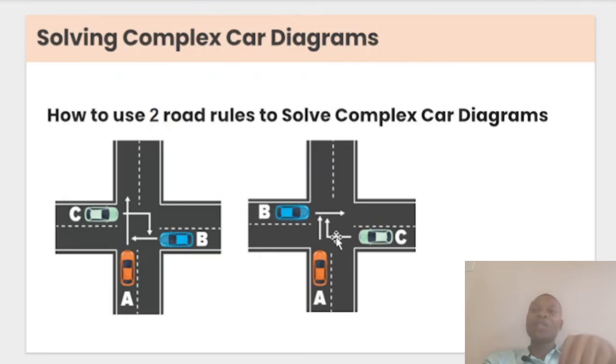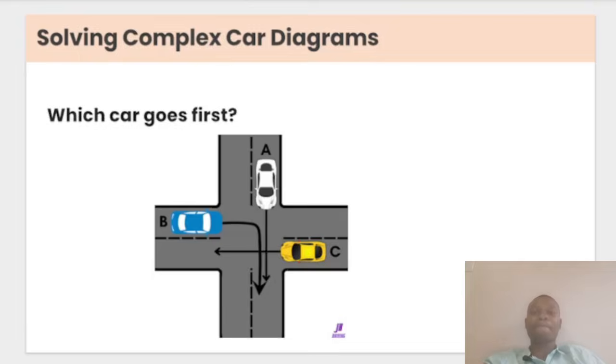Now you can see that we've already applied another road rule on top of the first road rule that we just applied. So car C here had the right of way, but it gave it to B because it cannot turn right in front of B. So B goes first. Now as soon as B goes, C can now turn right. So B goes first, C turns right, and the last car to go will be A.